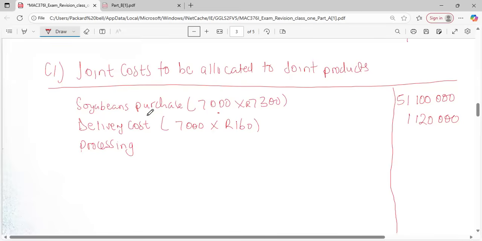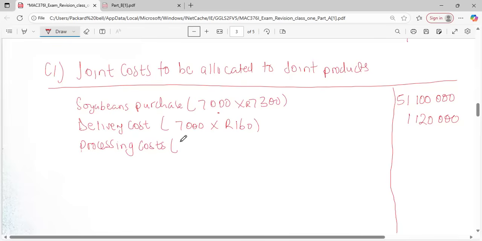Like now, your joint cost, you can just be jotting down. This is going to be my joint cost. This is going to be this one. So that when you start answering, you already have a hint of what you are going to do. So the processing cost is how much there?